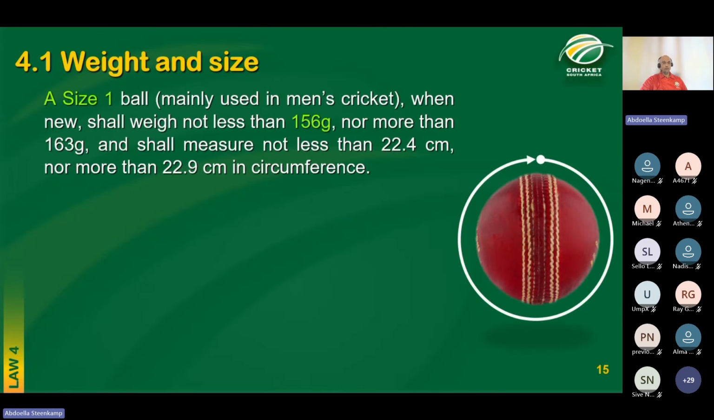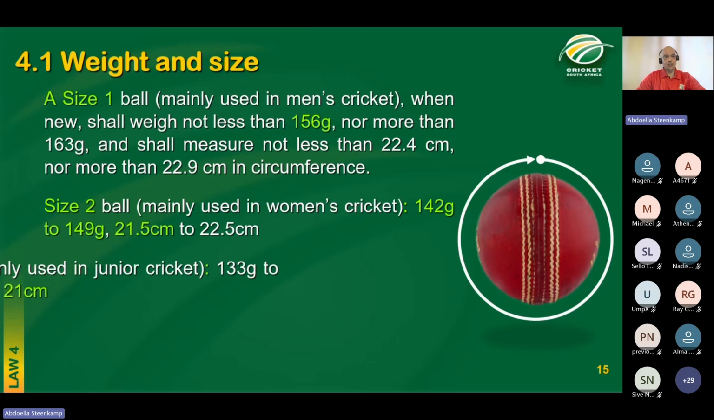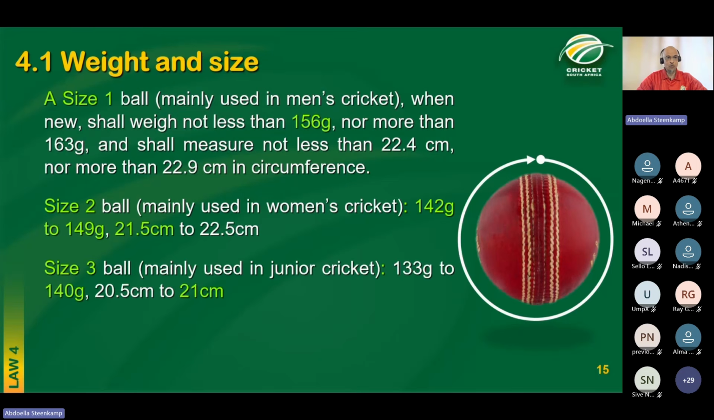When it comes to the ball, a slight change to the law, and this will be effective October 2026. The law now distinguishes between three types of balls. A size 1 ball is used mainly for men's cricket. The weight is not less than 156 grams and not more than 163 grams. The circumference is not less than 22.4 centimeters and not more than 22.9.